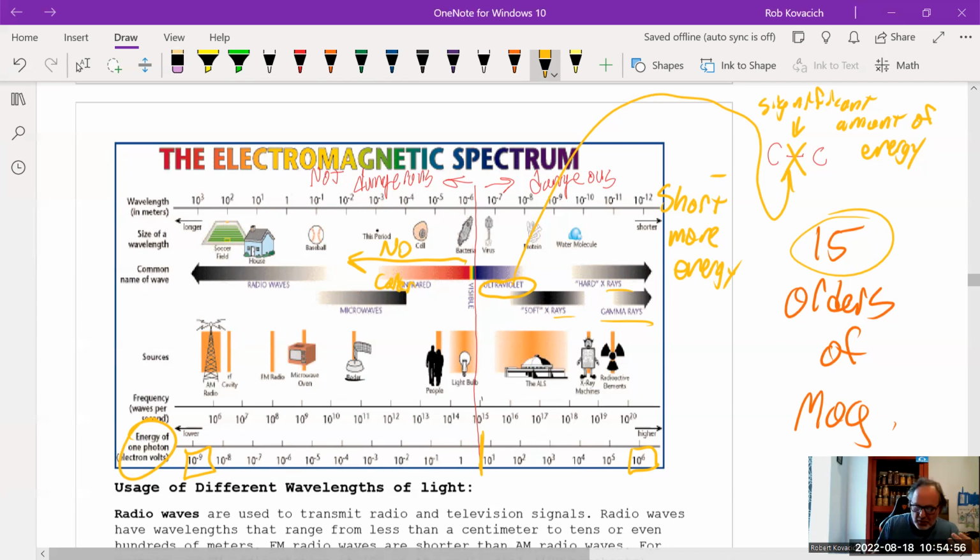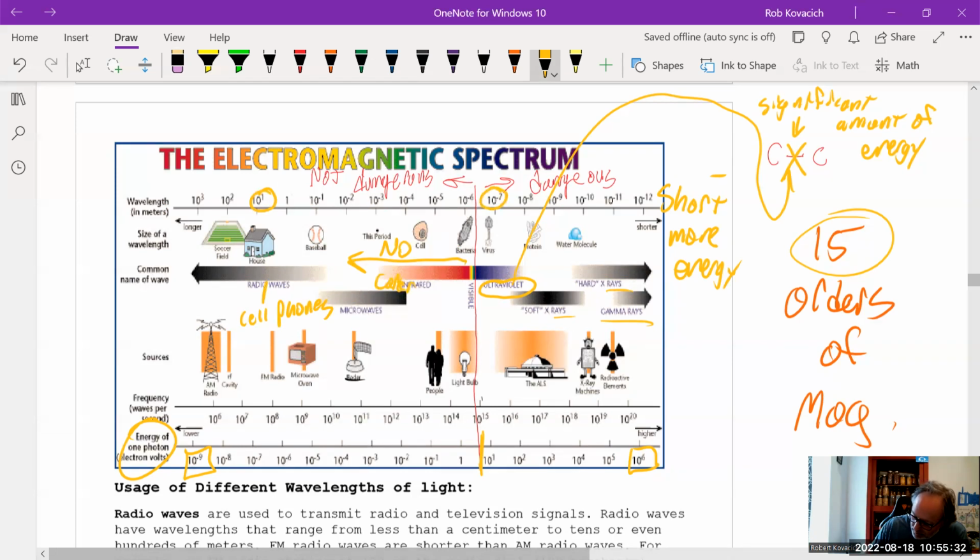So let's be super clear about one thing. This is cell phones. That's where cell phones operate. So how far are cell phones away from being able to cause cancer? Well, let's say that the cancer causing happens at 10 to the negative 7th as far as wavelengths goes. And these cell phones, their size is about 10 to the 1st. So the difference between that is 8 orders of magnitude.